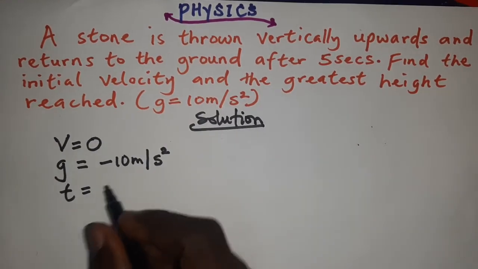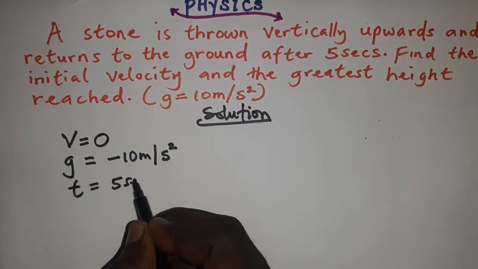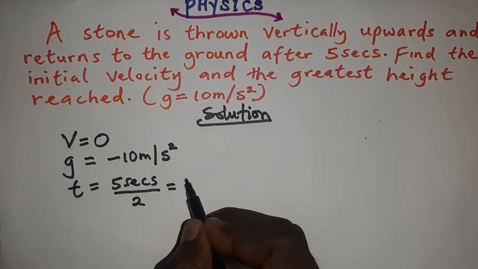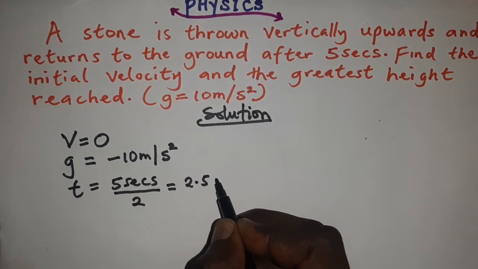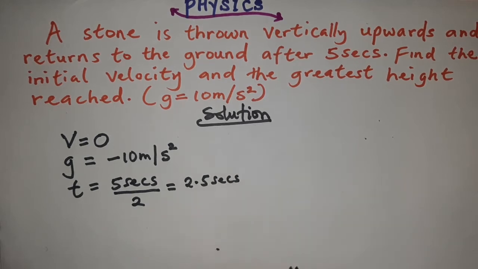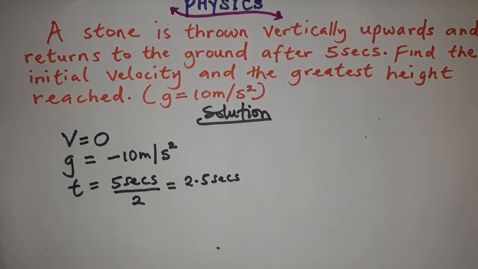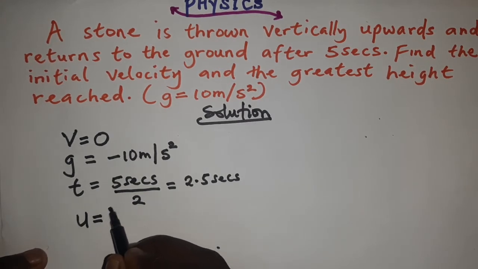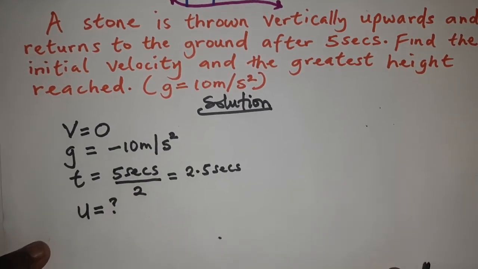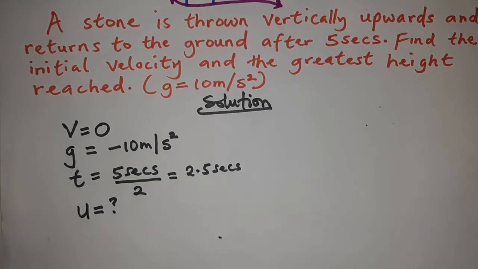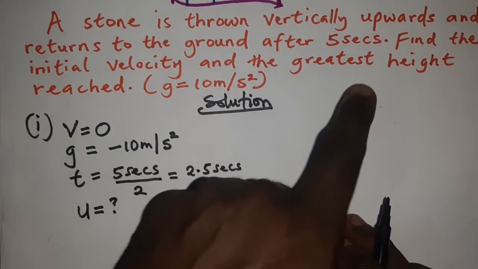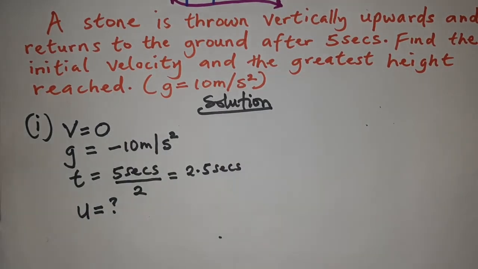So we're going to say 5 seconds divided by 2 to give us 2.5 seconds. So that's our time. Then they want us to find our initial velocity, which is u. We're going to put a question mark. So definitely from what we have here, this is question 1. Remember, they also said we should find the greatest height reached. That will be question 2.